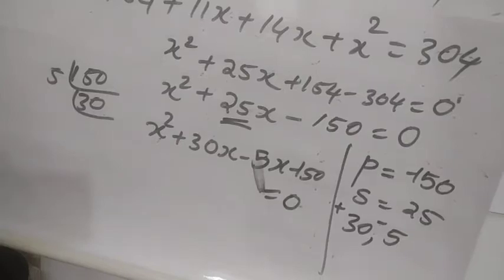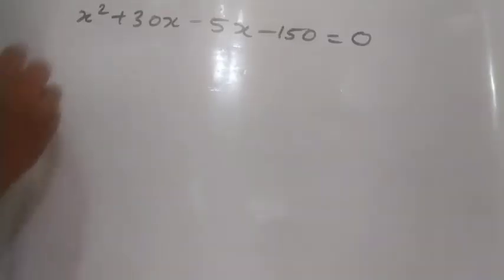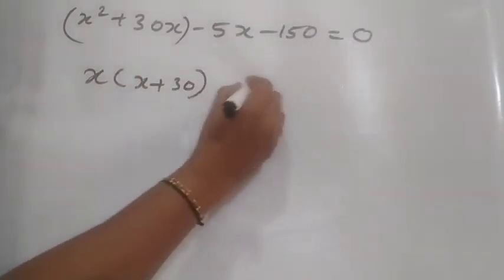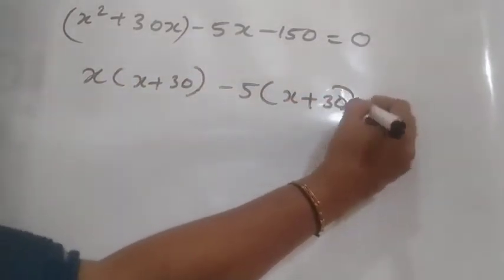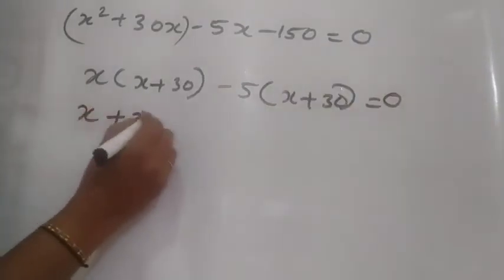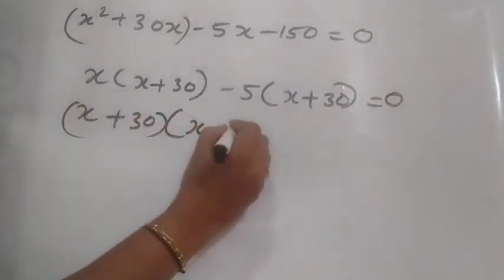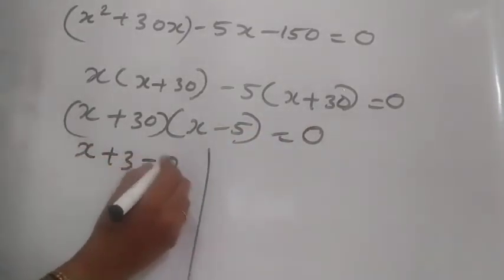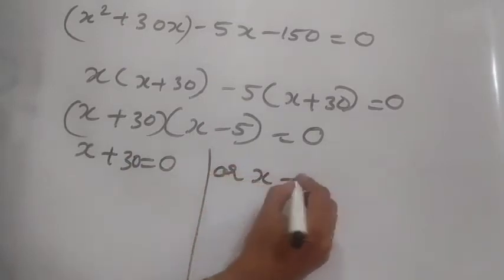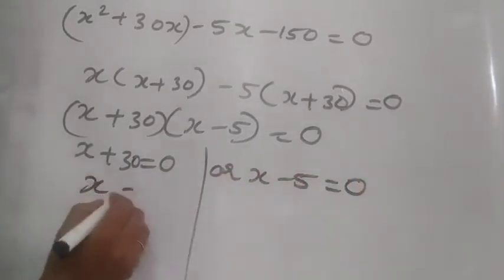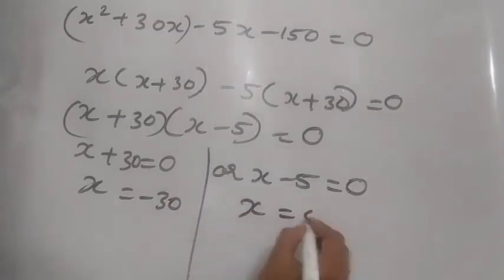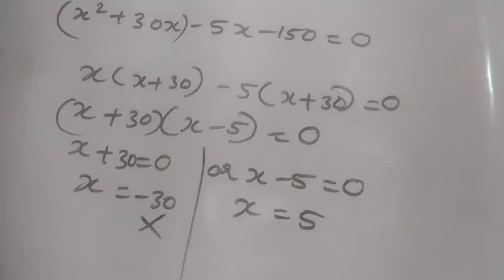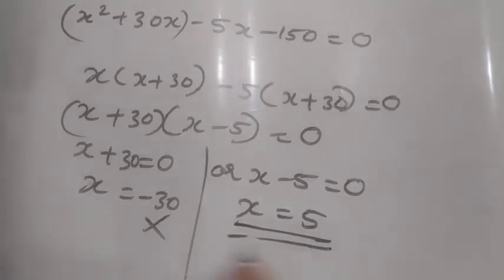Let us simplify this. Here we can group these terms: x into x plus 30, minus 5 into x plus 30, gives 0. Take the common factor: x plus 30 into x minus 5 gives 0. We can apply the zero product rule: x plus 30 equal to 0 or x minus 5 equal to 0. So x equal to negative 30 or x equal to 5. We can't take negative 30 here because we are taking the number of years. Therefore, x equal to 5.